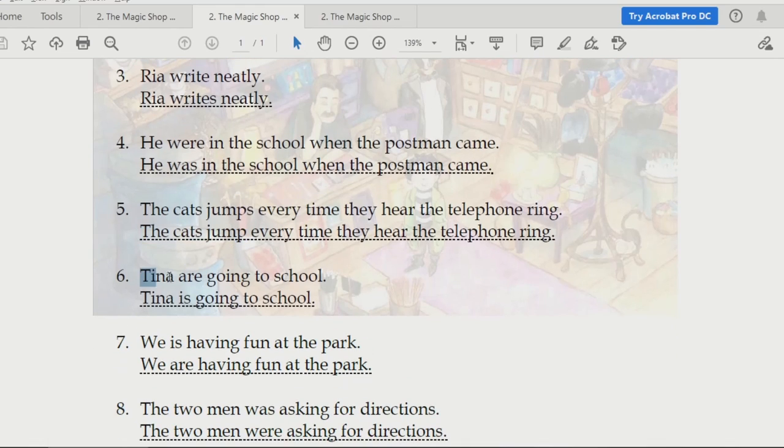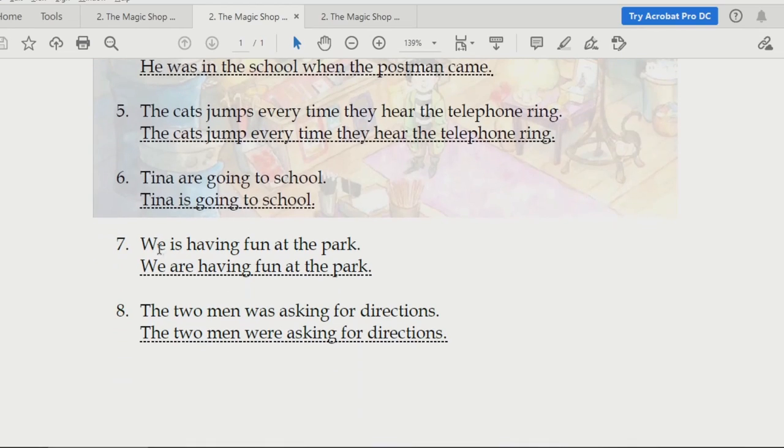Next one, Tina are going to school. Very easy to understand what is wrong over here. The word are. Tina is going to school. Next one, also easy to understand where the mistake is. We is having fun at the park. Automatically you know that we is in the plural form. So here you have to write we are having fun at the park.